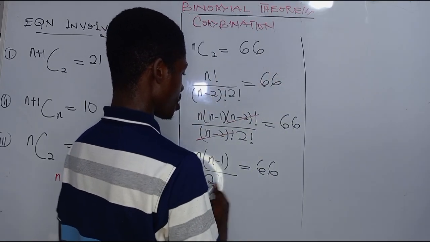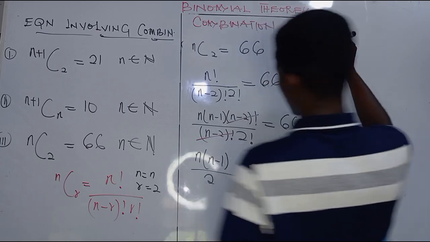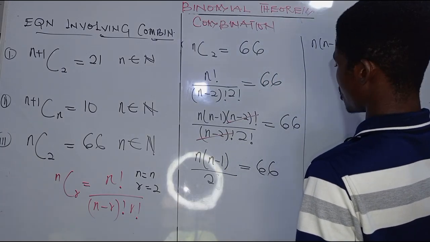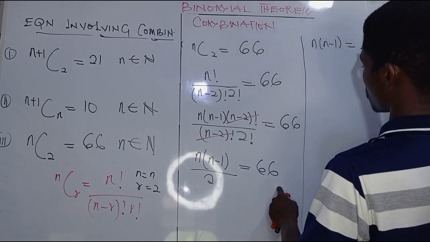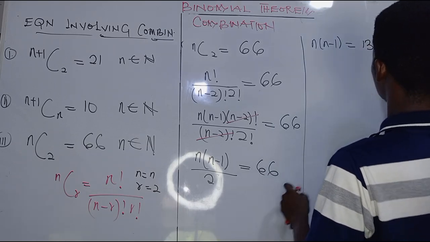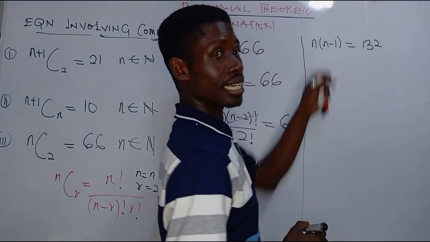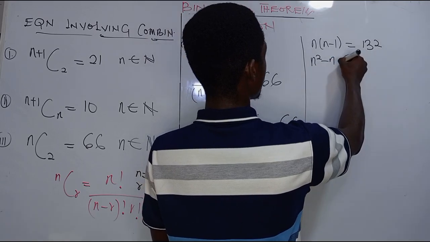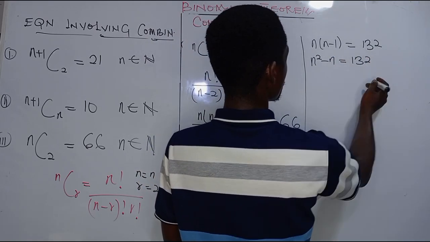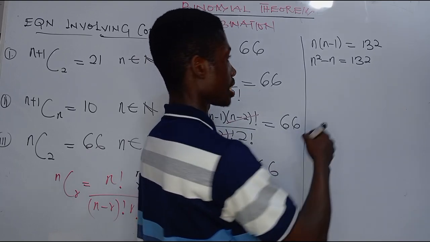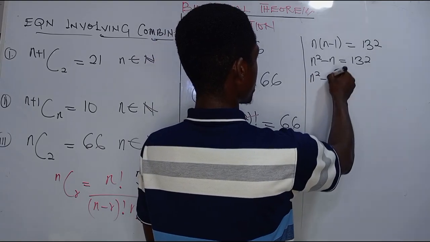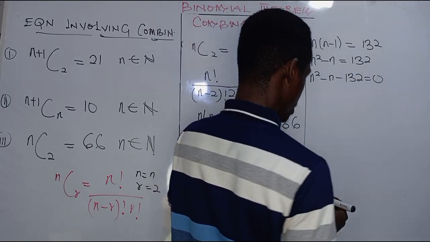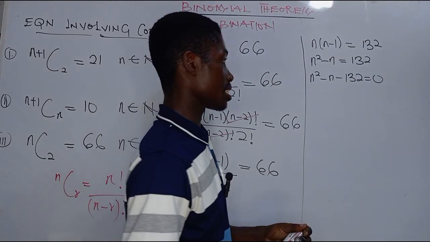So from here, we can do some cross multiplication. So we have n times n minus 1 is equal to 2 times 66 will give us 132. So from here, we can expand the bracket. We have n squared minus n is equal to 132. Let's bring 132 to the left hand side. We have n squared minus n minus what? 132, which is equal to 0. We have what? A quadratic equation.